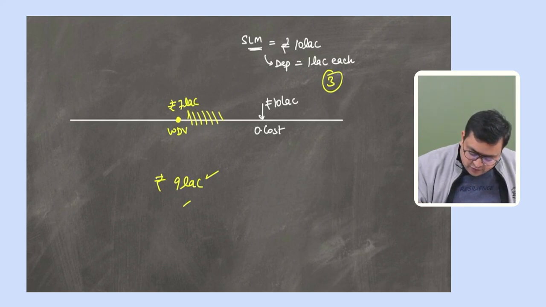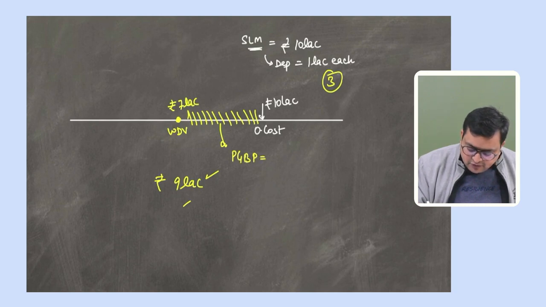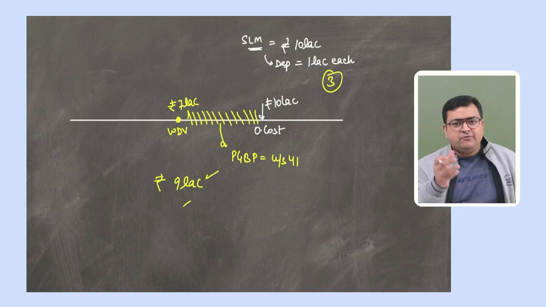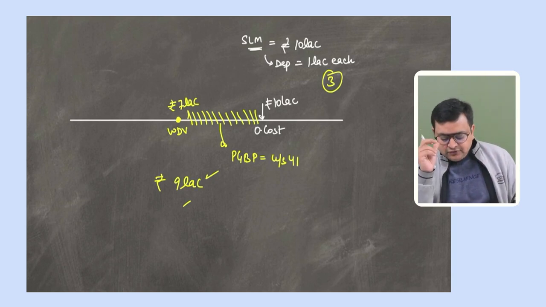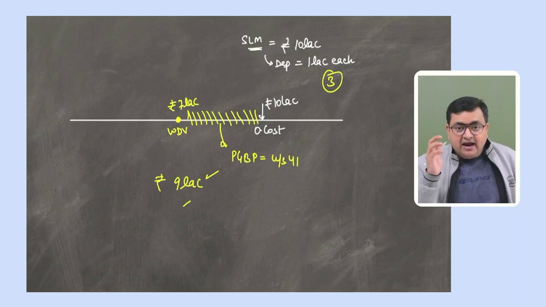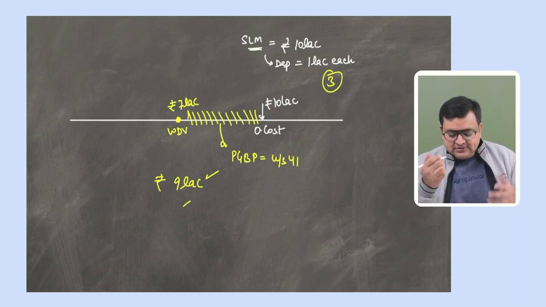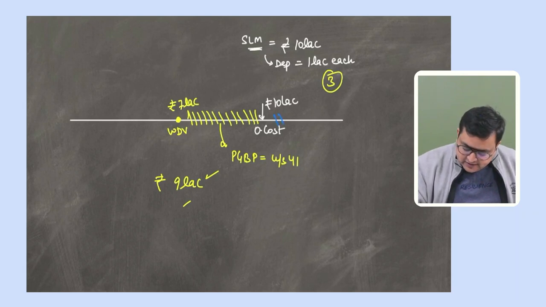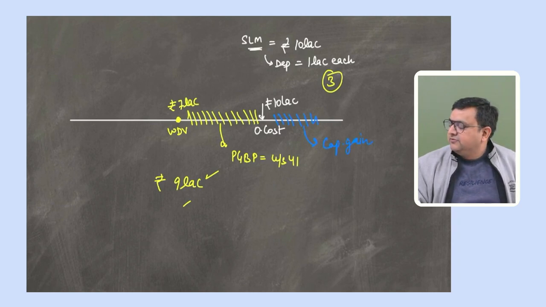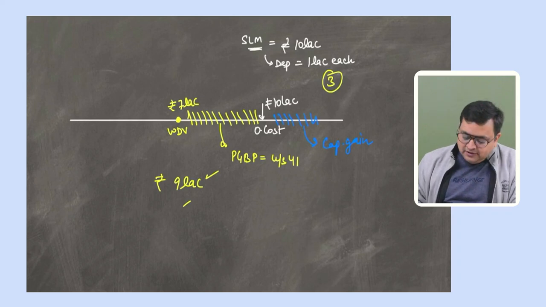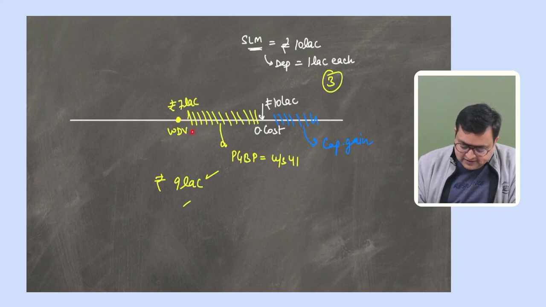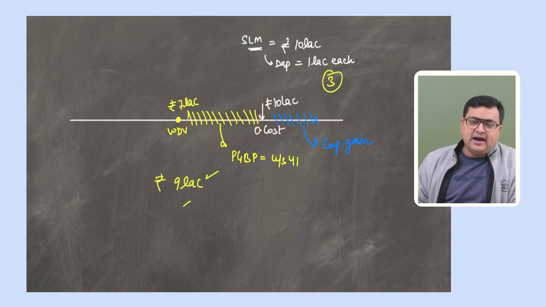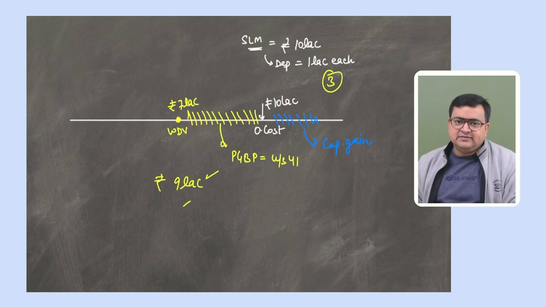This profit from WDV till original cost will go in your PGBP. This is your business profit, taxable under section 41, which I'll discuss later also. So this is your deemed business income, section 41. And if it is sold for more than the original cost, this area is the capital gain area. Is it visible? Yeah, the blue one is also visible. So if you have sold this asset for more than 7 lakh, from 7 to 10 it's PGBP, and more than 10 is capital gain, under section 50A, which I'll discuss in capital gain also.